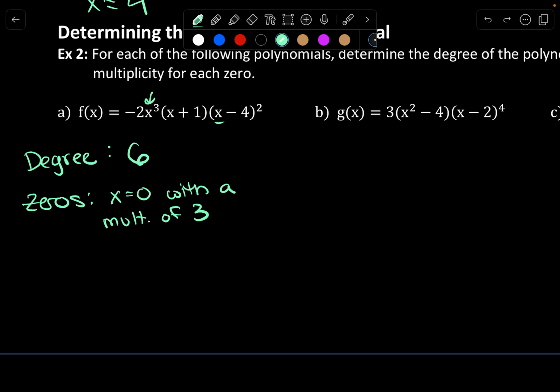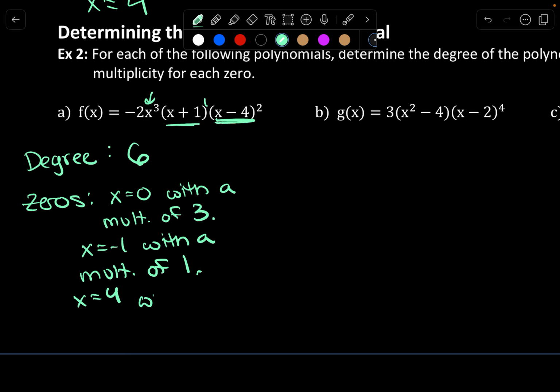The next zero is x equals -1, and this has a multiplicity of 1, because the binomial is raised to the power of 1. The last zero is going to be x equals 4 with a multiplicity of 2, because it's squared.